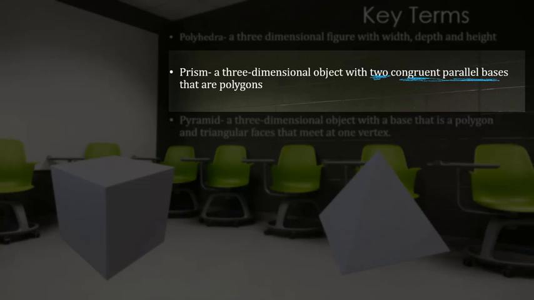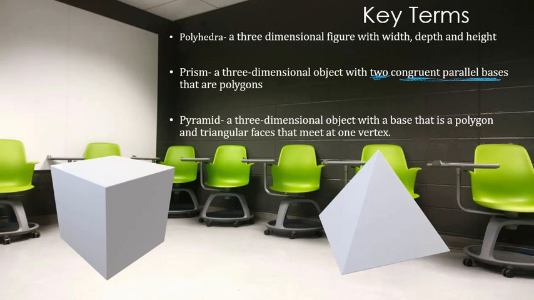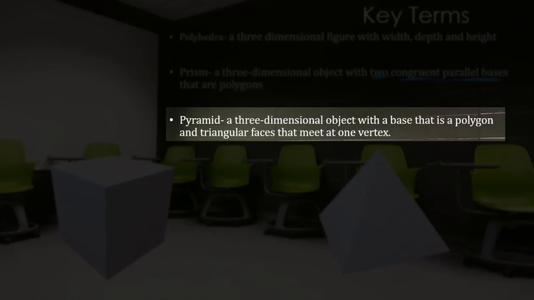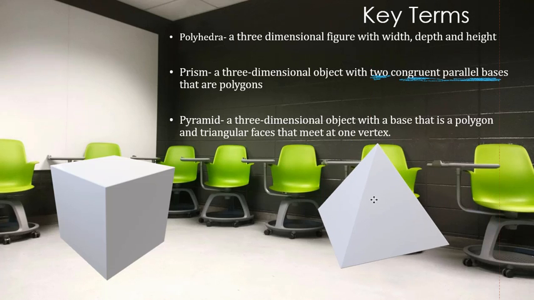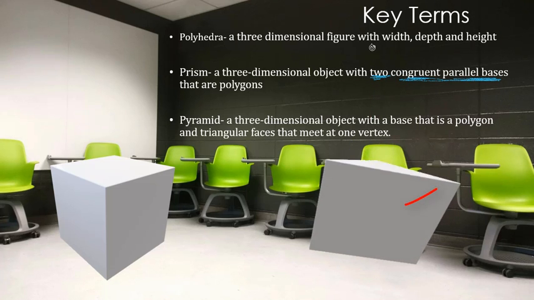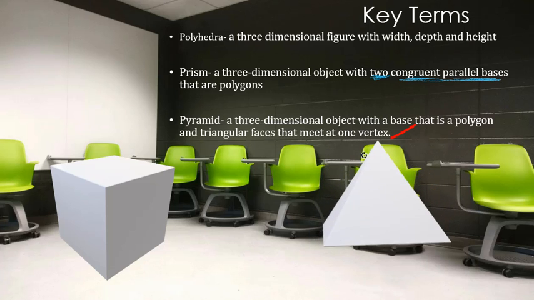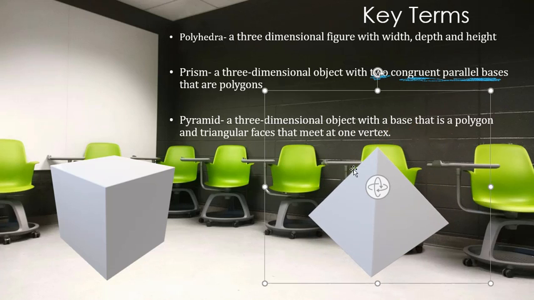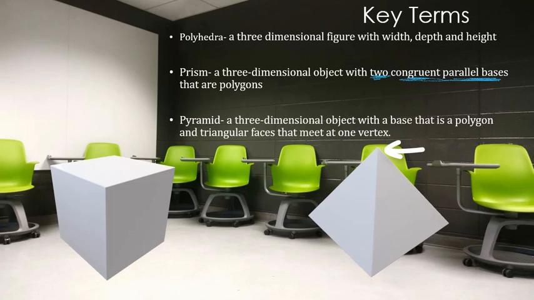And a pyramid is anything that you can think of as coming to one point, or just having a top. It's got a base, and that's this part that you see here. And then it has an apex, or it comes to one vertex at the top, and that would be this point here. So that would be the top of the pyramid. And that's really the big difference between a prism and a pyramid.